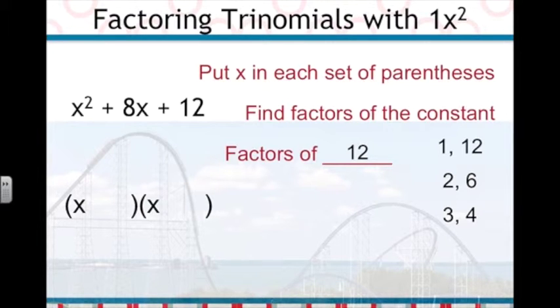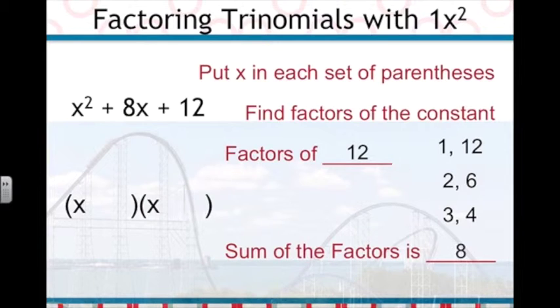But which pair of factors should we use? We could try each one and FOIL to see which one gives us 8x in the middle, but there's an easier way. When we factor this way, we need to consider what the factors add up to.